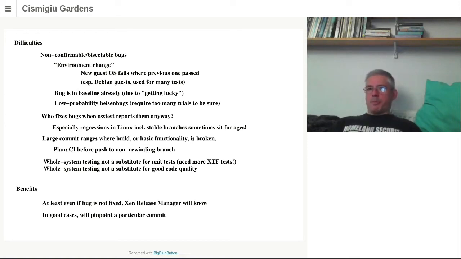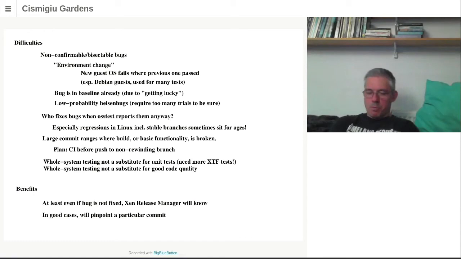Another difficulty that this system might encounter is if there are large commit ranges where the build is broken or basic functionality is broken. We had one of those recently, just after the 4.14 freeze, and that makes bisection difficult. We sort of vaguely plan to do some of the CI before we push to a non-rewinding branch. That is, if the tests fail, you'll be able to rewrite your branch so that it passes, rather than patching stuff on the end on master, and that will help with that.